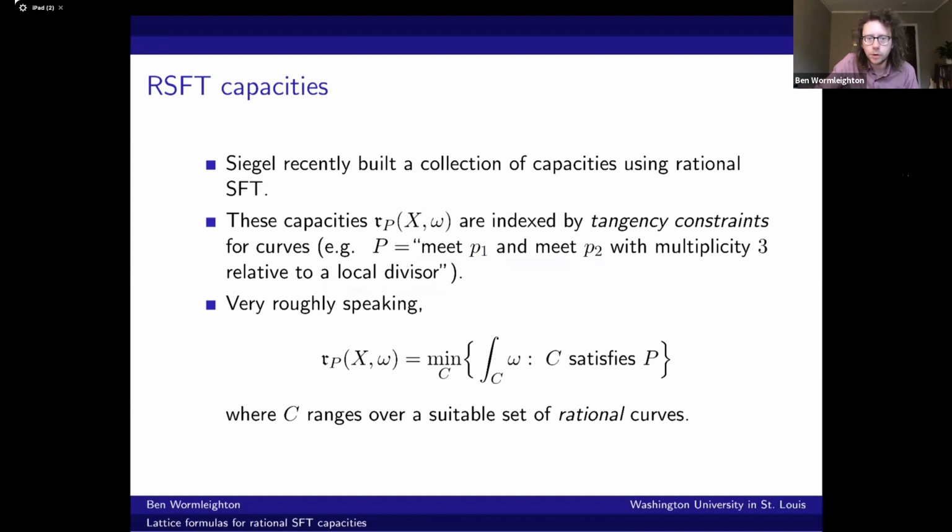I'm being very informal here, and continuing in being informal, very roughly speaking, the way one should intuitively think about these capacities is that R_p is roughly the minimum over an appropriate set of rational curves of the area of curves satisfying this tangency constraint p. Okay, and so Kyle Siegel has some really nice work making this fully rigorous using the L-infinity formalism. But for now, I'm just going to leave the statement pretty informal like this.